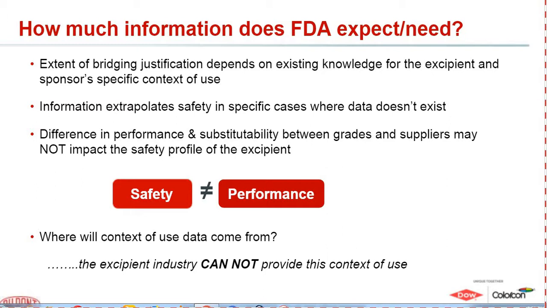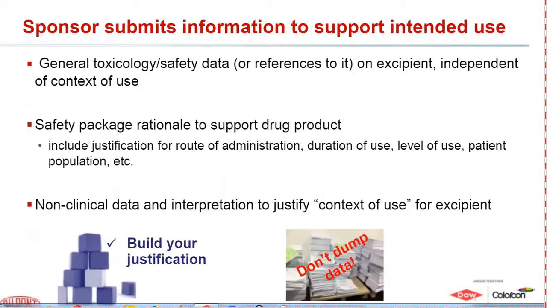So where will this context of use data come from? Actually, it has to come from the drug product manufacturer. The excipient industry and your supplier cannot provide this context of use. They can only provide the tox information for the excipient itself. So when the sponsor submits the information to support the intended use, what they're looking for is general toxicology and safety data, or you can do references to publicly available literature for the excipient independent of its context of use.